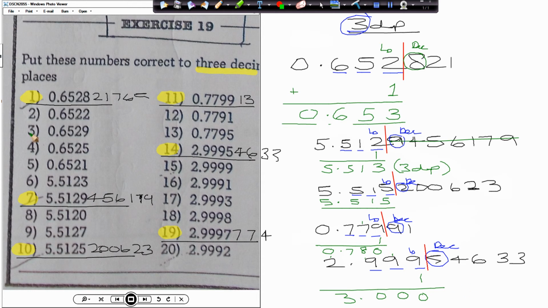So that's the end of this particular exercise here. And we're going to stop here for this particular lesson on rounding to the nearest whole number, rounding to 10s, hundreds, thousands, and decimal places.